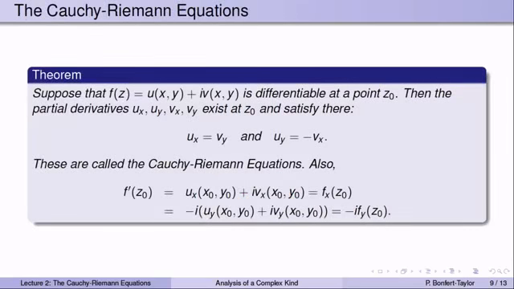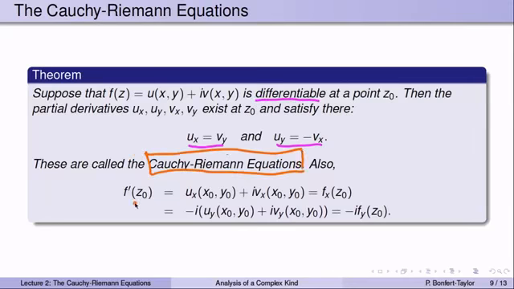Here's a theorem. Suppose f is broken up into u plus iv, and suppose it is differentiable at a point z0. Then these partial derivatives all exist at z0 and satisfy these equations: ux is vy and uy is minus vx. This is a consequence of being differentiable. These equations are called the Cauchy-Riemann equations, the very famous equations named after Cauchy and Riemann.